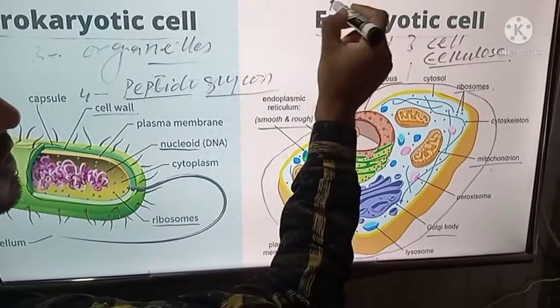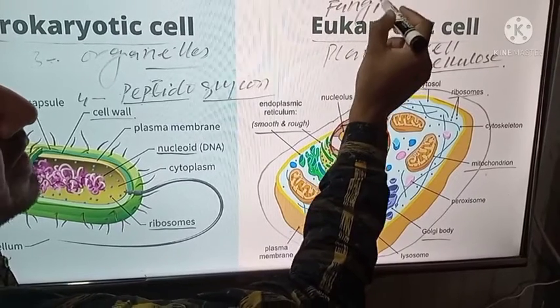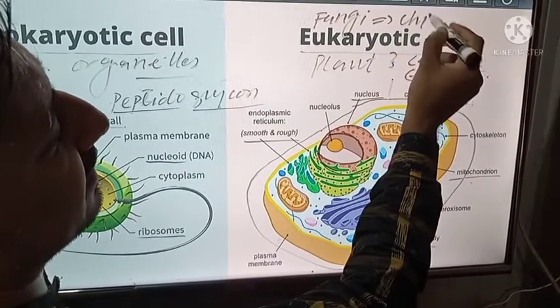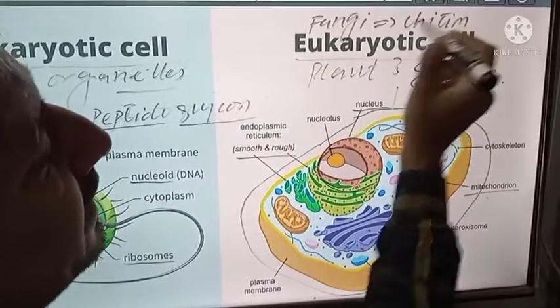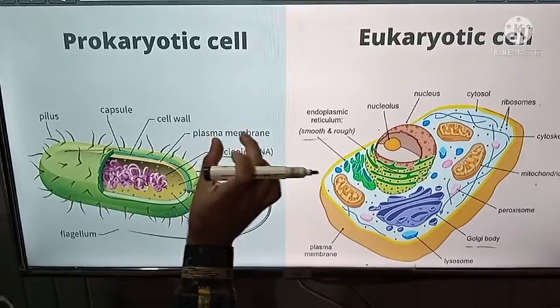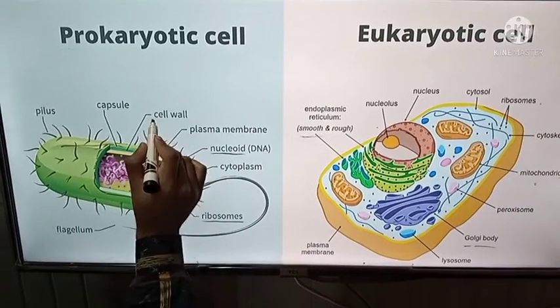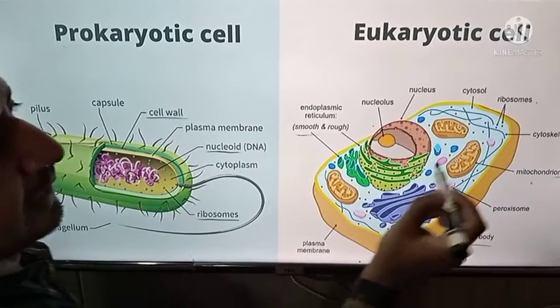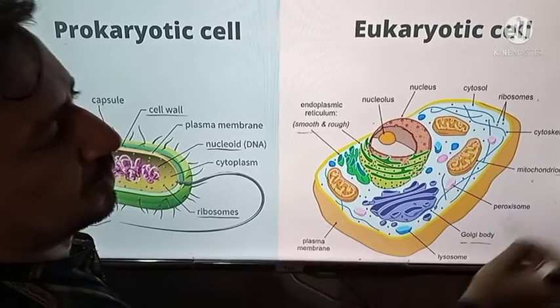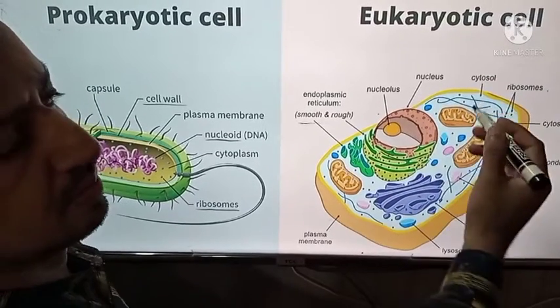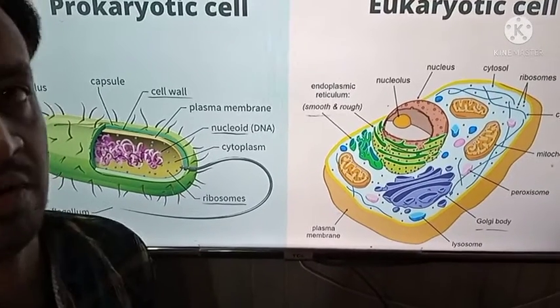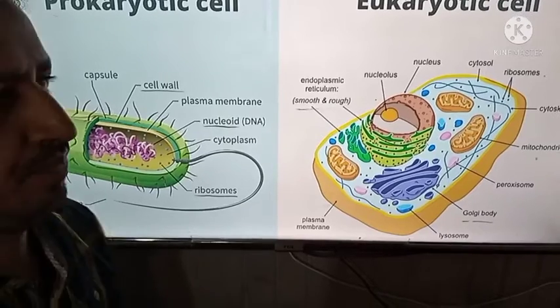If we discuss the fungi cell wall, it is made with chitin. So the cell wall of bacteria is made with peptidoglycan, and the cell wall of eukaryotic cells like plants is made with cellulose, and the fungi cell wall is made with chitin, etc.